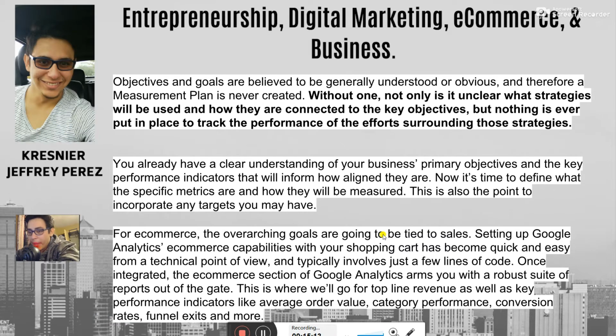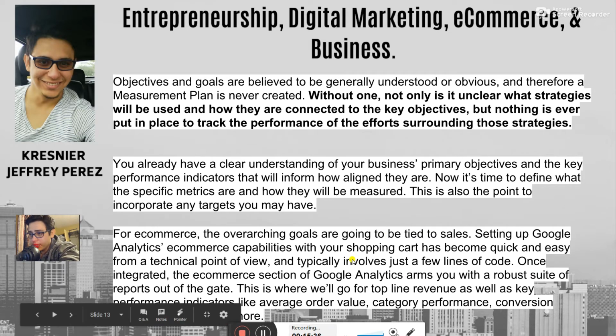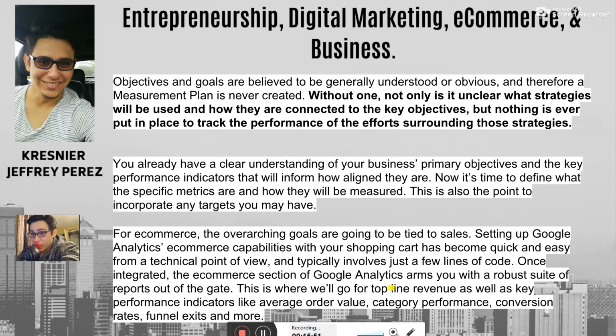So setting up Google Analytics with e-commerce capabilities is probably the best idea to go, because Google Analytics is set up in a way where, depending upon the type of website that you have, you have to set it in a specific way, so you can track specific measures or specific metrics that are important with that specific platform. So as an example here, they say top line revenue, as well as key performance indicators like average order value, category performance, conversion rates, exit funnels, and more. So those are some examples of metrics that you could potentially get via Google Analytics for e-commerce.